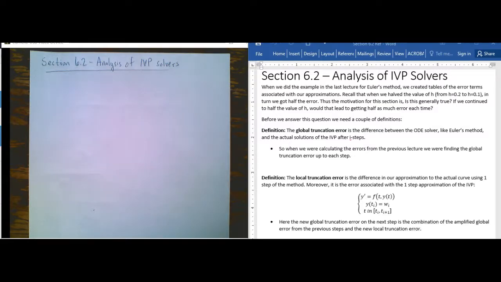So the motivation for this section is: is this always true? Is this generally true? If we just keep halving the value of h, will we get half as much error each time?